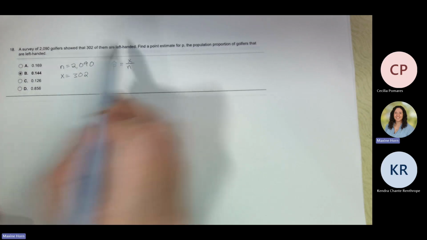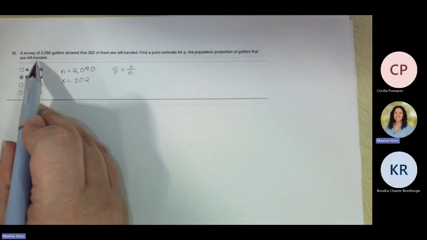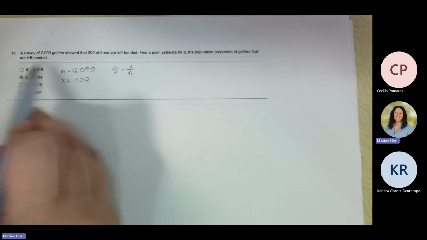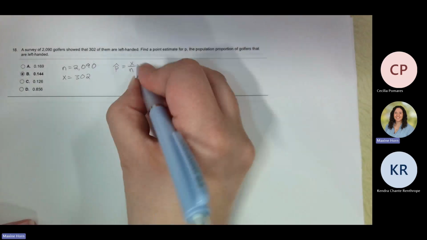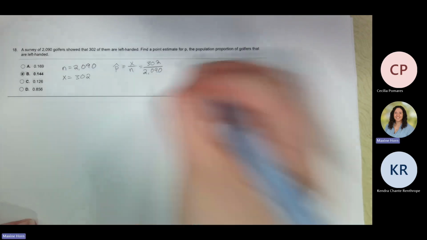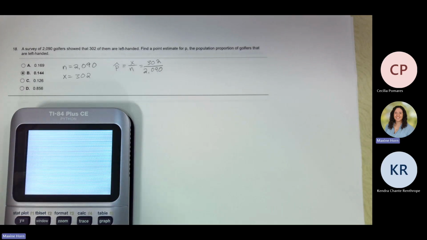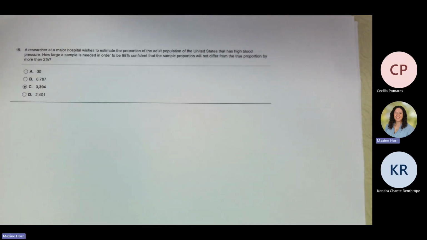So it's not like it gave us left-handed and asked us for the point estimate for right-handedness, which we could do, but you have to make sure that you're reading what they gave you and what they're asking for. So what they asked for is actually what they gave us. So that's 302 out of the 2090. So we just pop that into our calculator and we round to however many decimals they tell us to go. Okay. All right, not too bad.